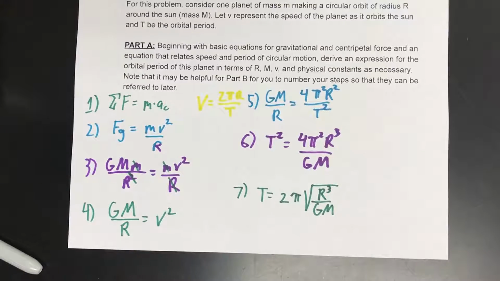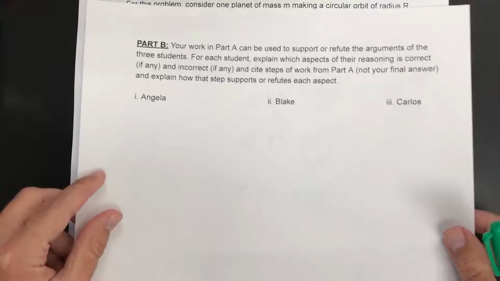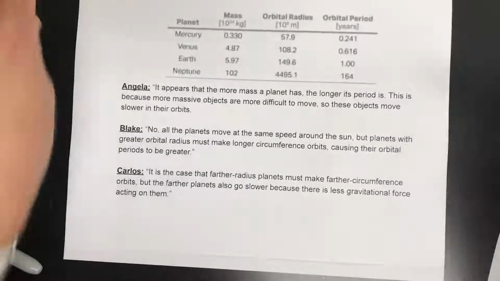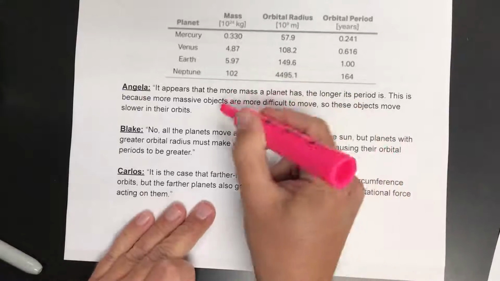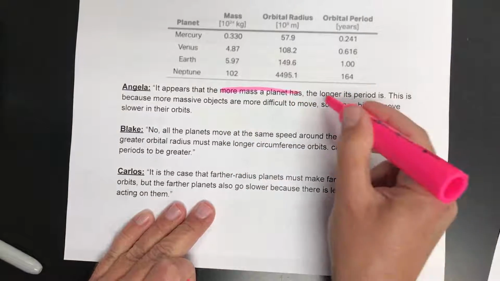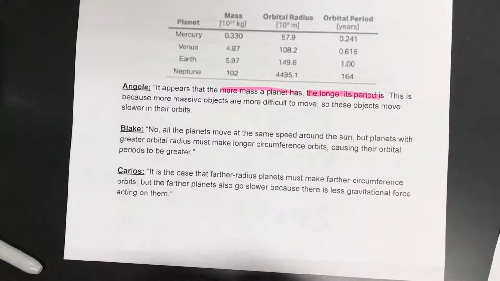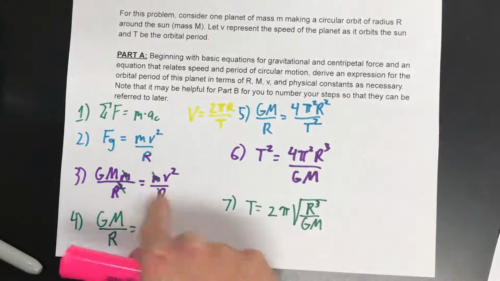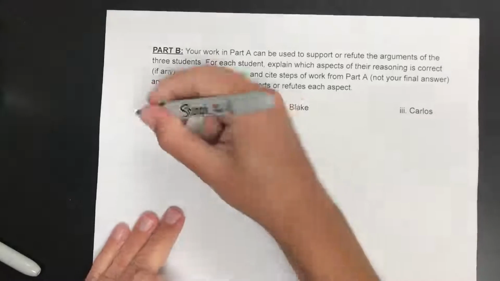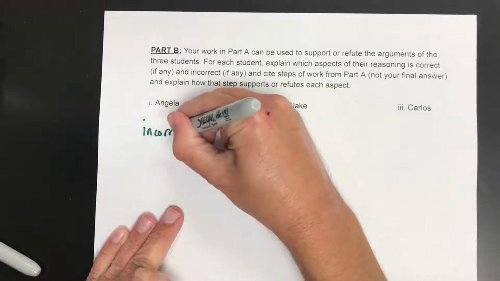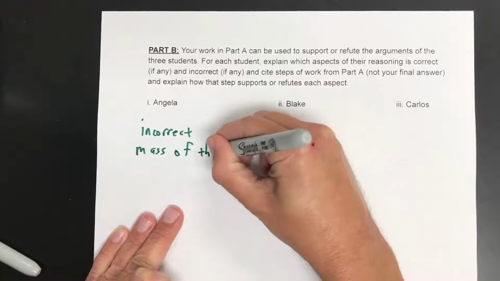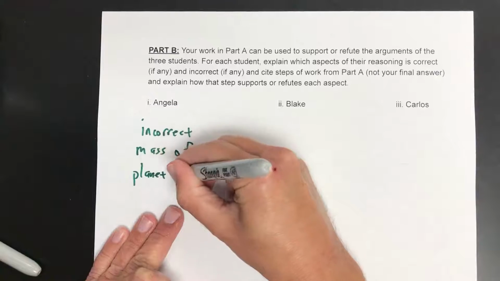So let's use this to talk about their different arguments and who's right and who's wrong. So Angela, if you remember, let's look at hers. She says the more mass a planet has, the longer its period is. So she says the more mass causes the longer period. But let's look at our equation here. The mass of the planet cancels out. So we want to say that Angela is incorrect, and the reason for that is the mass of the planet cancels out.